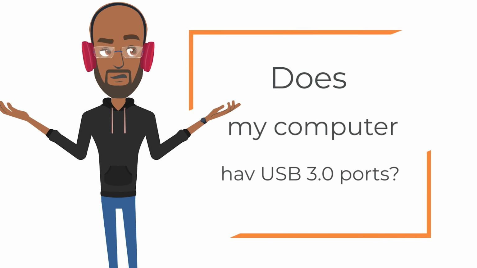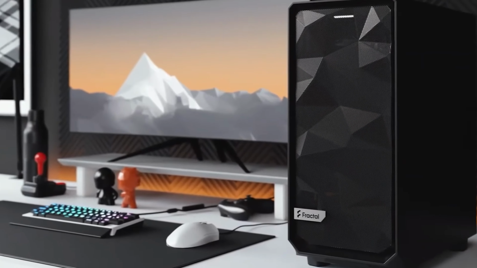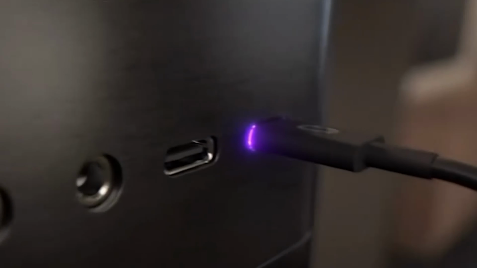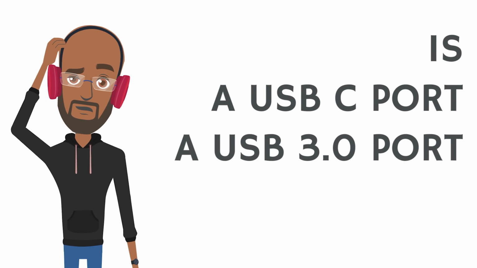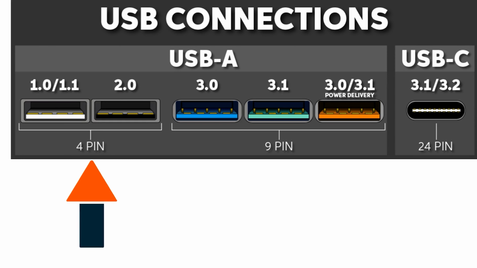Today we're going to take a look at the question, how do I know if my computer has USB 3.0 ports? And what about USB Type-C ports? Are they 3.0 compatible? So the first thing you should know is that USB 3.0 and up ports have 9 pins because they support a transfer rate of 5 gigabits and above. So a quick visual check can really tell you the difference between the ports.